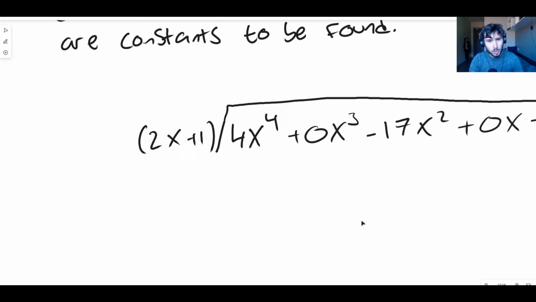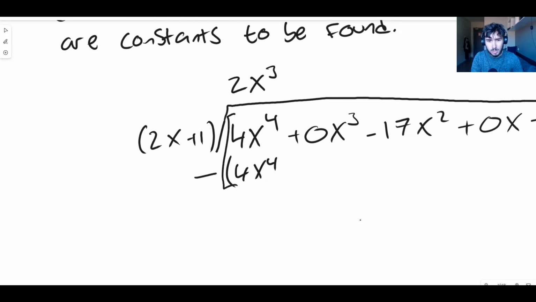So we do the same thing as always. We take our 4x to the 4, the first term, and we divide it by the x term, which is 2x this time. So we need to do 4x to the 4 divided by 2x, okay? That is going to be 2x cubed, okay? I hope that we agree with that. So what we're going to do is we're going to put our 2x cubed up here, 2x cubed, there it is. Then we're going to take away, always put the minus sign, always put the brackets, 2x cubed times 2x plus 1, whole thing. So 2x cubed times 2x is 4x to the 4.